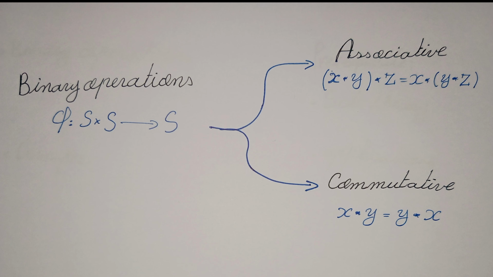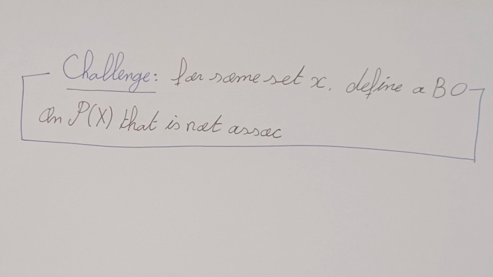Until now, we defined the binary operations, and we distinguished two types of them, commutative and associative operations. Now here is a challenge for you. Without using Google or AI, try to think of or define an operation on power sets, like union and intersection, that is not associative. Drop your answer in the comment section so we can discuss it together.